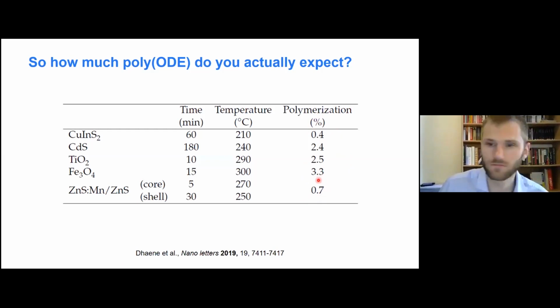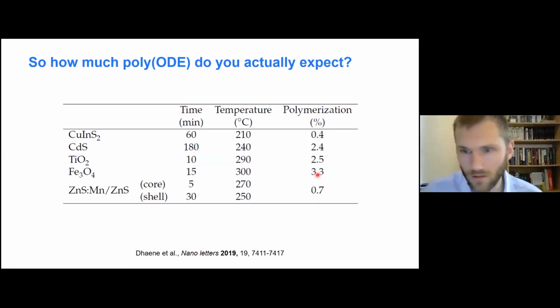It's not 10 or 50% of polymerization, but you don't need a very high conversion to make your life hard, because this is the solvent. It is present in a huge amount. So even 3% of conversion, 3% of polymerization, gives you a big problem in your nanocrystal purity at the end.